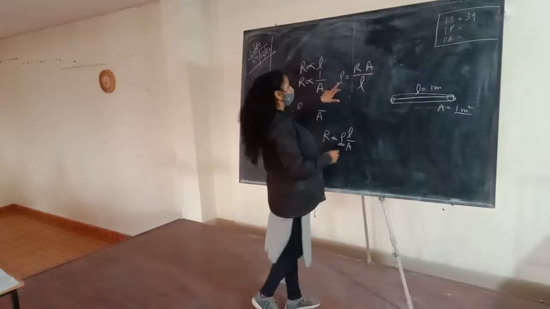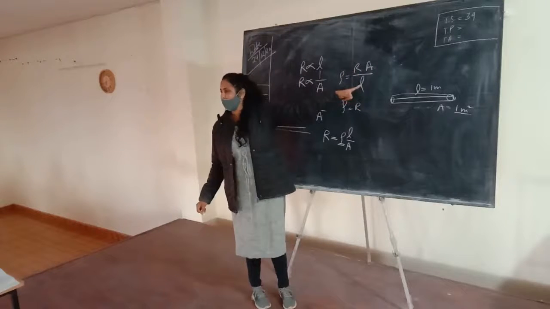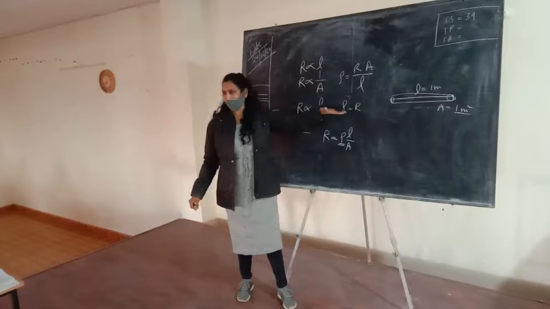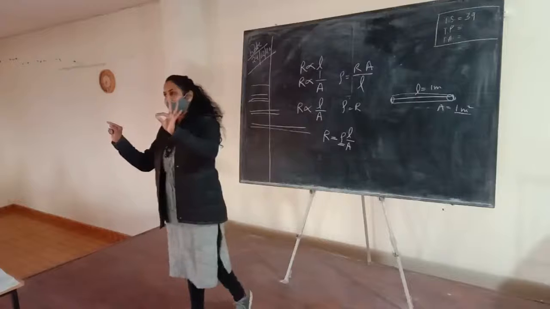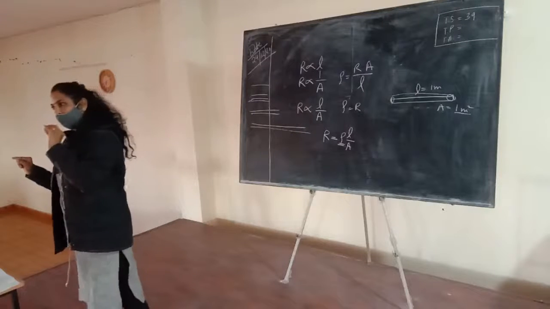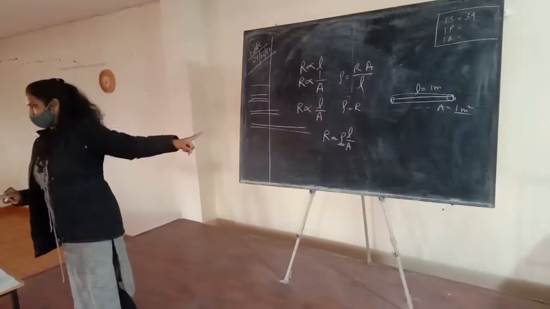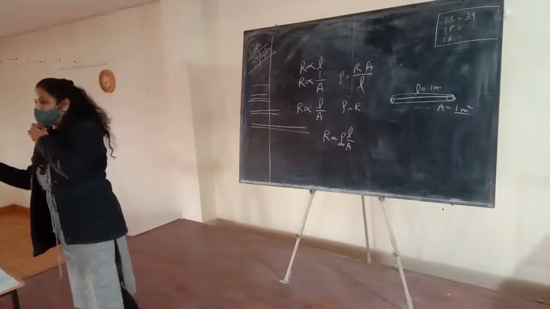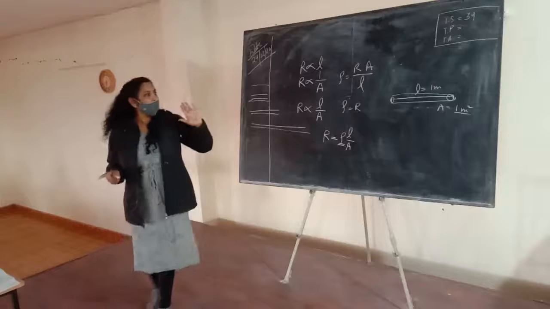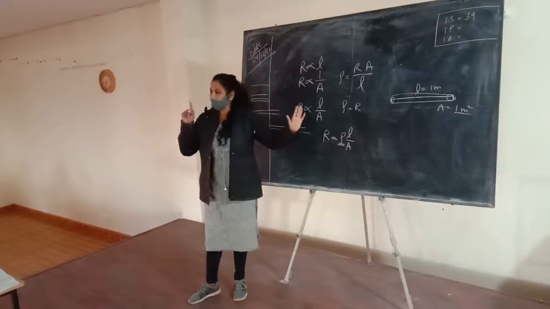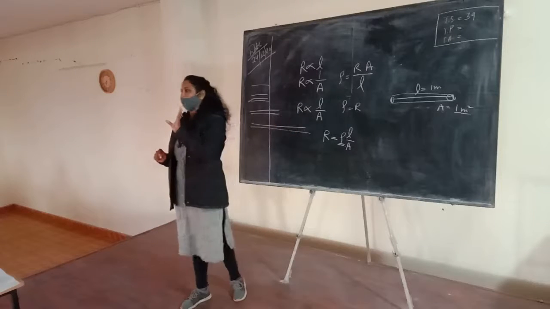So we can say that rho will be equal to R. If A is 1 and L is 1, the resistance of the wire is actually the resistivity of the wire. So if you take a wire of length 1 meter and area of cross section 1 meter square, at that temperature the resistance of the wire is called the resistivity of that wire. If you change the temperature of the wire's surroundings, the resistivity will change. Otherwise, the resistivity does not depend on the length or the area of cross section. It is an important property of the wire.